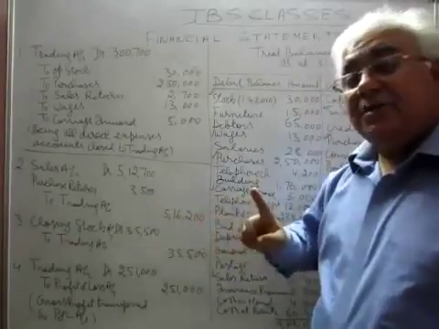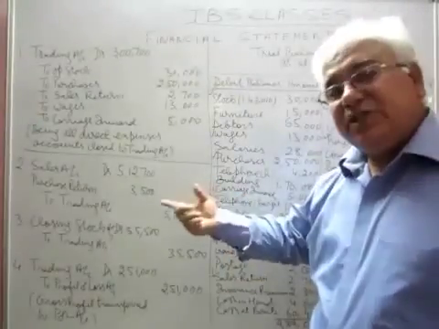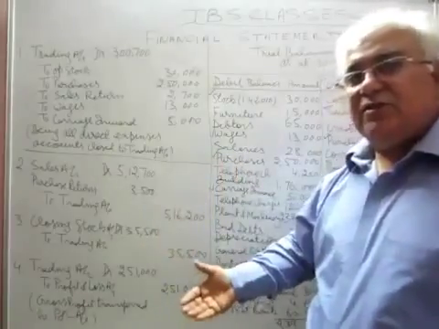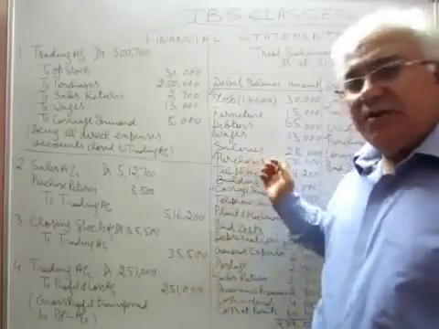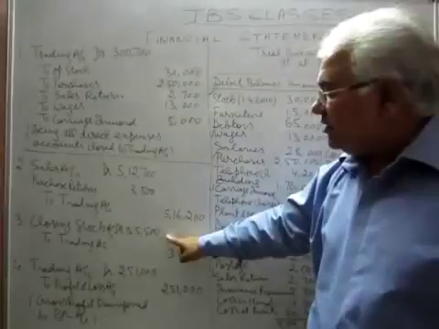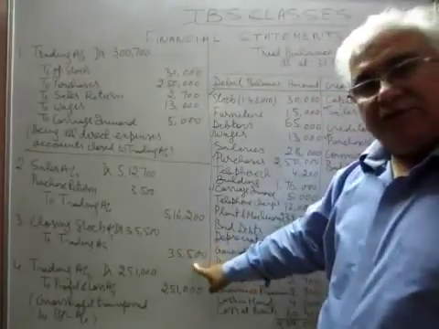Actually, at that time, entry has been passed is closing stock account debited to purchases account. That means closing stock has been adjusted in purchases account. That means purchases have been reduced. But if it is not appearing in this trial balance, then we have to pass this entry, closing stock account debit to trading account, that is with rupees 35,000.